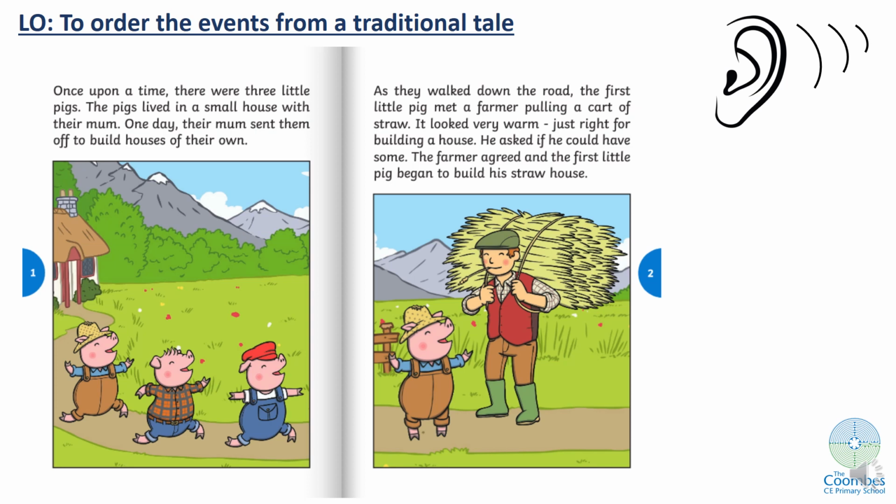Once upon a time there were 3 little pigs. The pigs lived in a small house with their mum. One day their mum sent them off to build houses of their own. As they walked down the road, the first little pig met a farmer pulling a cart of straw. It looked very warm, just right for building a house. He asked if he could have some. The farmer agreed, and the first little pig began to build his straw house.